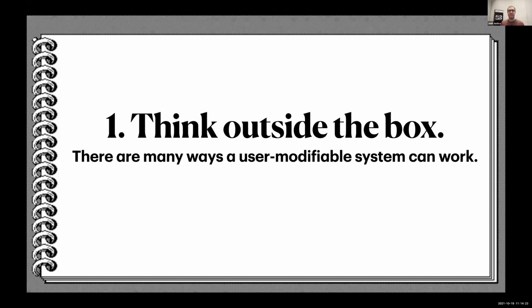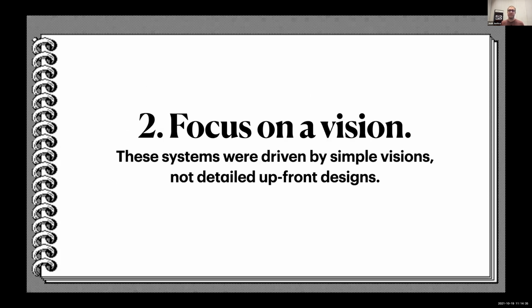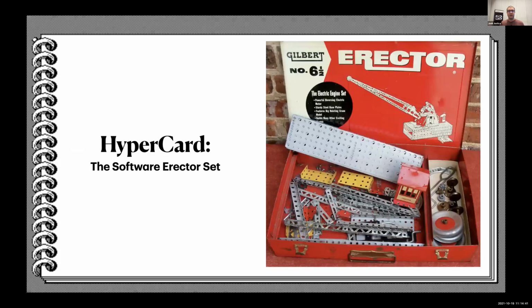So there are many ways a user-modifiable system can work. A lot of the systems we've seen and we'll see later today are different again from both of these. And we don't need to feel constrained to one way to approach this new research on user-modifiable software. Number 2, focus on a vision. These systems were driven by simple visions, not detailed upfront designs.